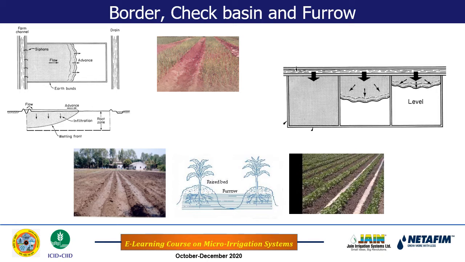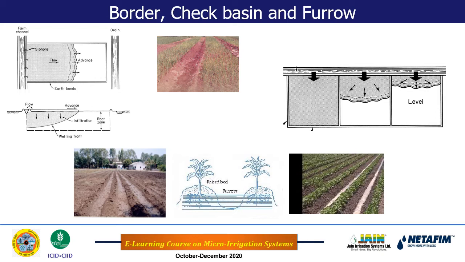Then if you see the left hand side of the sketch and right hand side of the sketch, I have shown how the ridges and furrows are practiced. So basically this border, check basin and furrow irrigation method, these are the surface irrigation methods. The principle is water is moved over the land surface, and as water has to move over the land surface, it has to be given a certain desired slope, so that water will move in the direction of the slope.